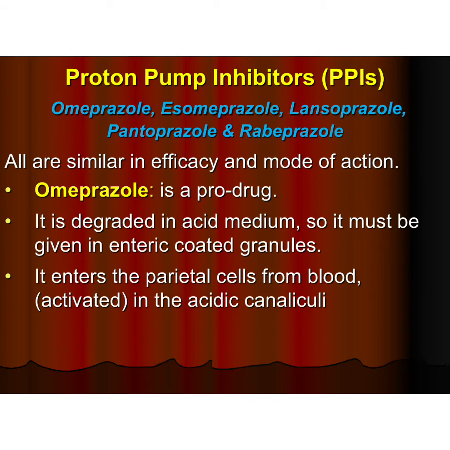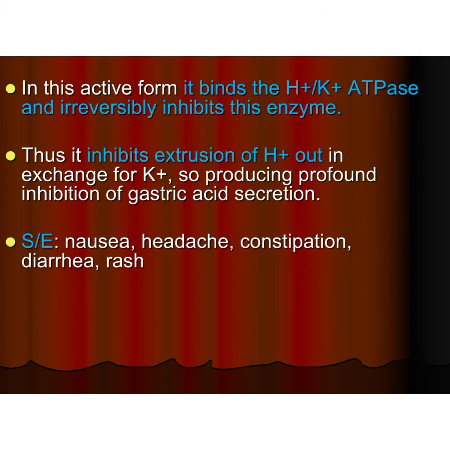What is the mechanism of action of omeprazole? They enter the parietal cells from the blood, and in the acidic canaliculi, they become activated. The active form binds with the hydrogen potassium ATPase pump and irreversibly inhibits that enzyme. We have already discussed that the hydrogen potassium ATPase pump is responsible for the transport of the hydrogen ion out of the cell in exchange for the potassium ion, and the hydrogen ion combines with the chloride ion in the canaliculi and forms HCl. So, by binding with the hydrogen potassium ATPase pump and inhibiting that enzyme, they in turn inhibit HCl secretion, the gastric acid secretion.